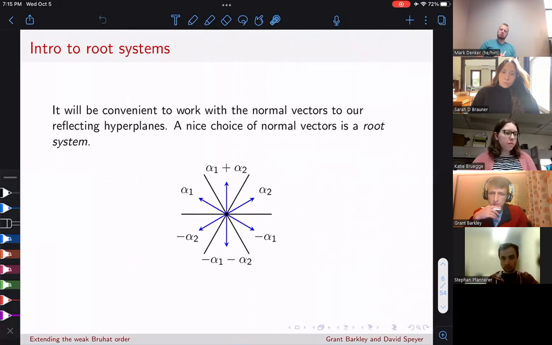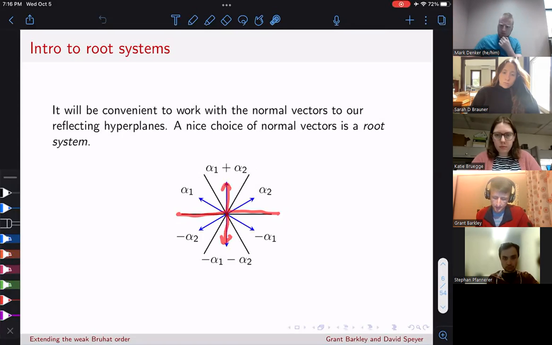So to define weak order in full generality and then to extend it later on, it'll be convenient to work with normal vectors to our reflecting hyperplanes. And so I've drawn in black again the Coxeter arrangement for S3. And I've also drawn a collection of normal vectors to those hyperplanes. So for instance, this line has this normal vector and this normal vector. Every line has 2 normal vectors. Okay, and then I've also labeled them. So this one's called alpha 1, this one's called alpha 2. This one is the sum of those two.